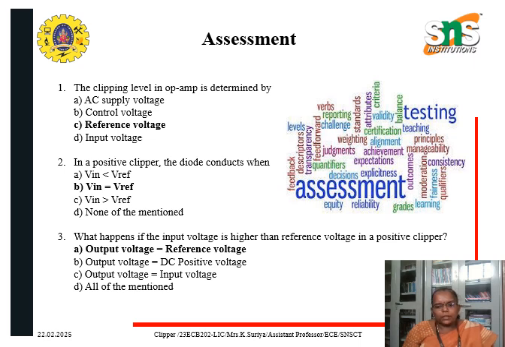What happens if the input voltage is higher than the reference voltage in a positive clipper? The options are: output voltage is equal to reference voltage, output voltage is equal to DC positive voltage, output voltage is equal to input voltage, or all of them mentioned. The answer is output voltage is equal to reference voltage.